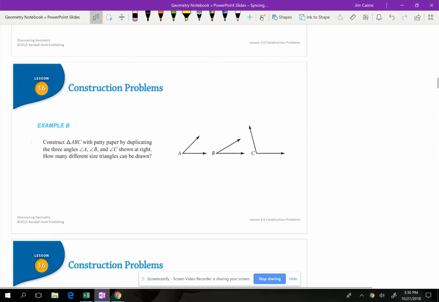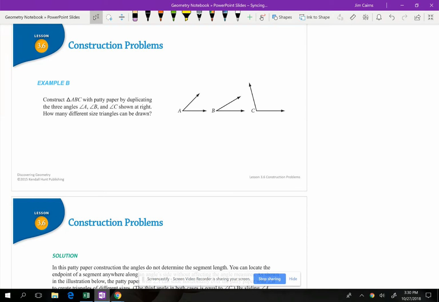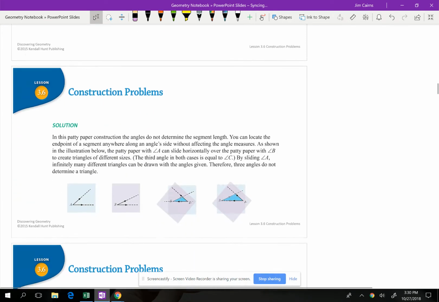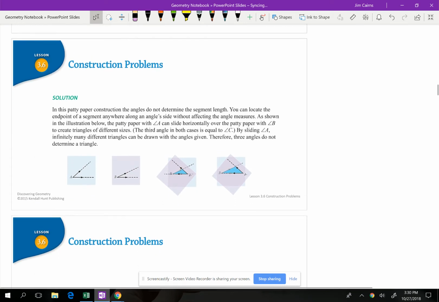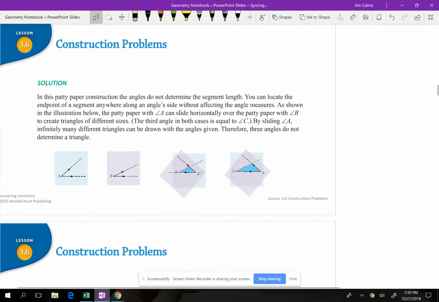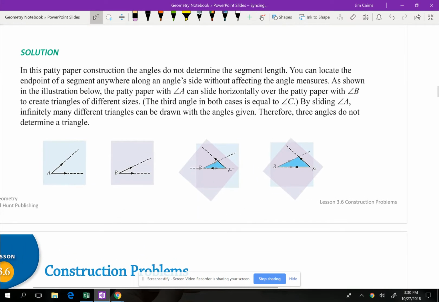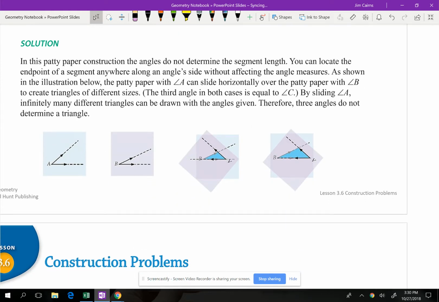What about if you have three angles? For this one, we're going to use patty paper. If you duplicate each angle on patty paper, duplicate A and duplicate B and move them around, you can see that there are many different sizes of triangles that you could make with angles A and B. And the third angle up here, of course, will always be angle C.